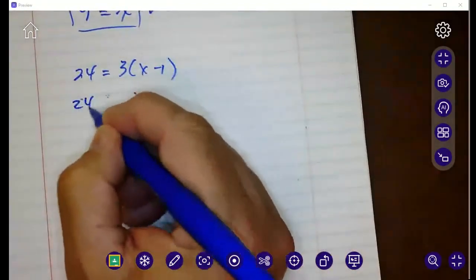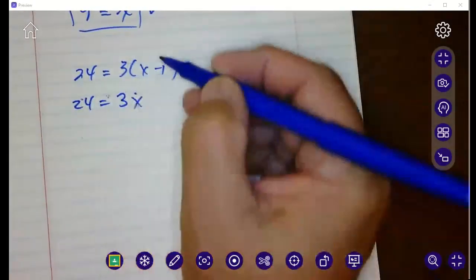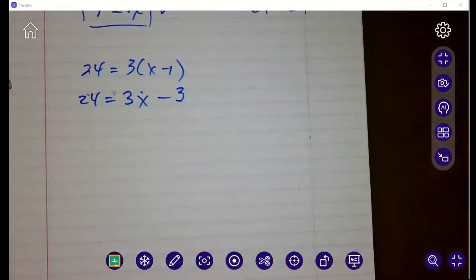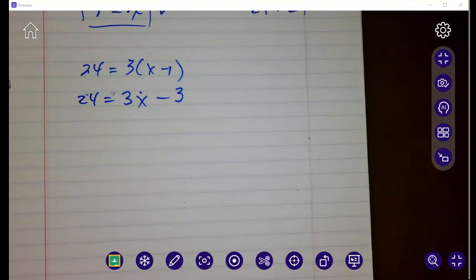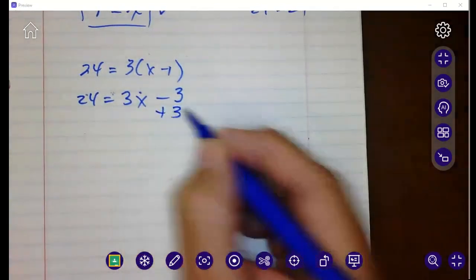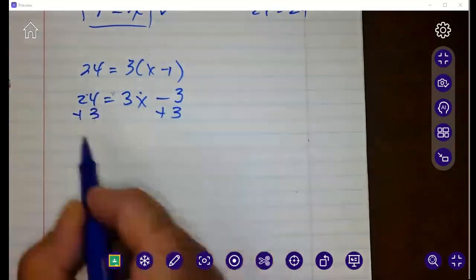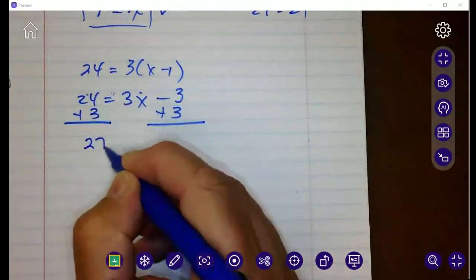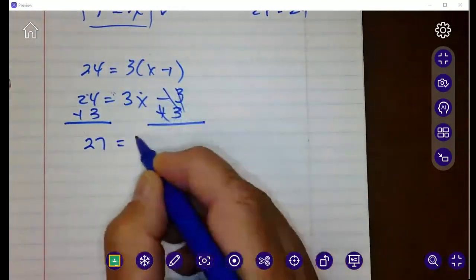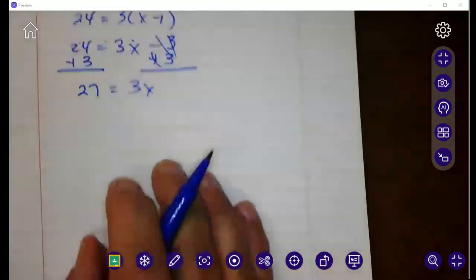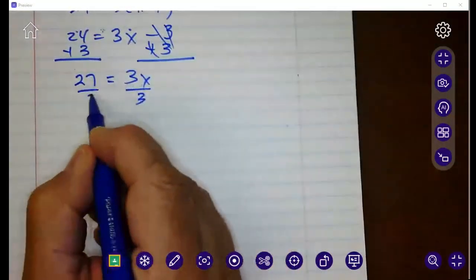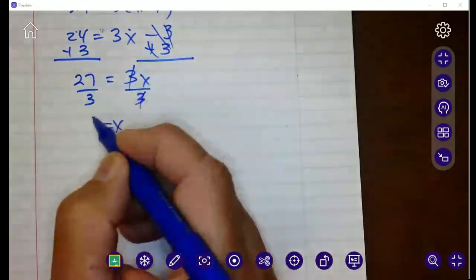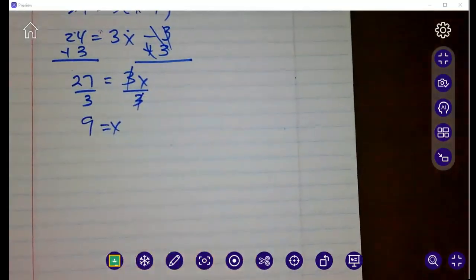And I'm going to distribute the 3. 3 times x is 3x. 3 times -1 is -3. You may have been taught in high school to add 3 on this side, add 3 on this side. Over here we get 27. Over here, these add out to give me 3x. Then we divide by 3 and divide by 3. The 3's divide out and we're left with x. And over here we get 9.